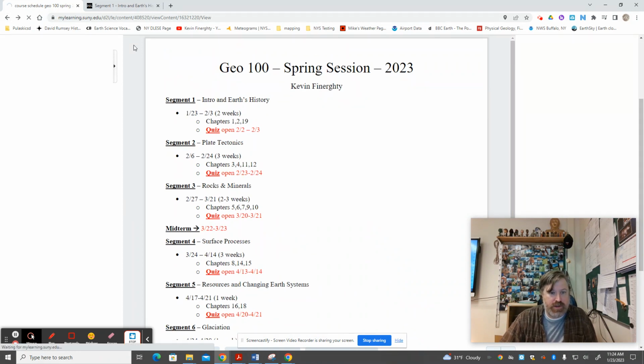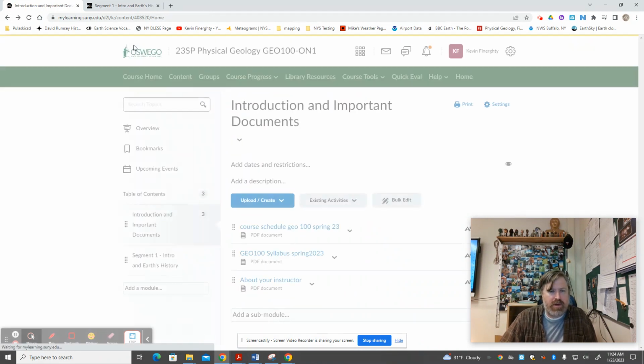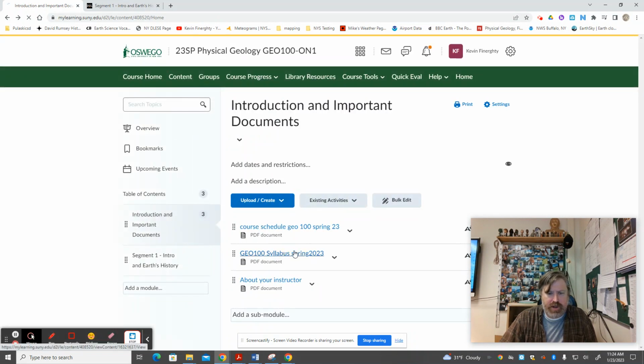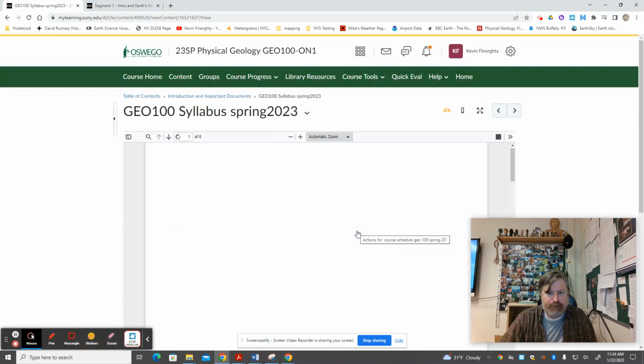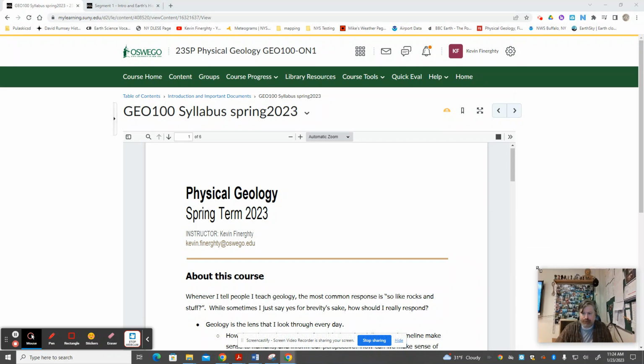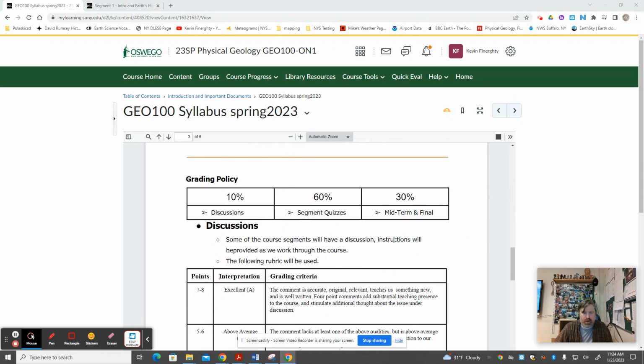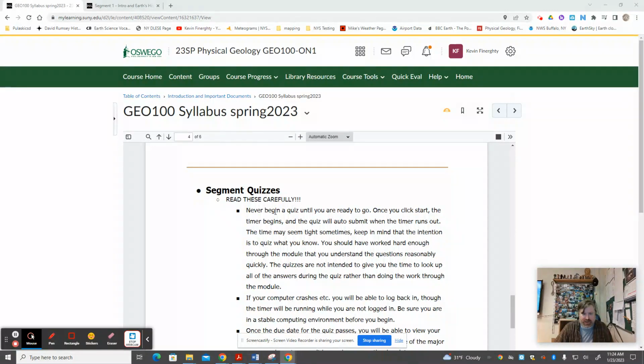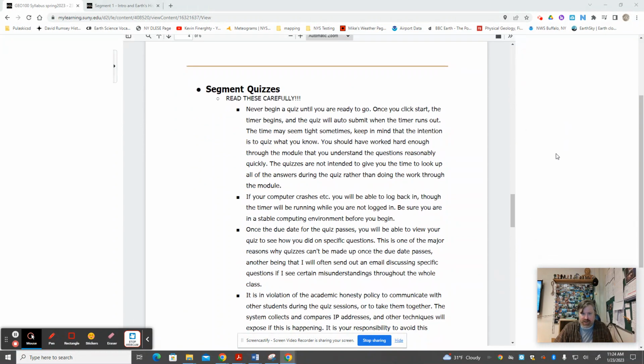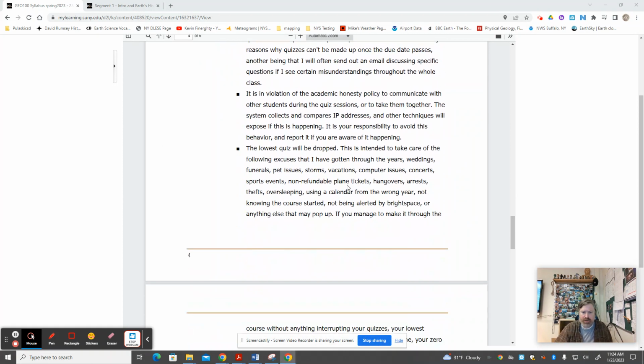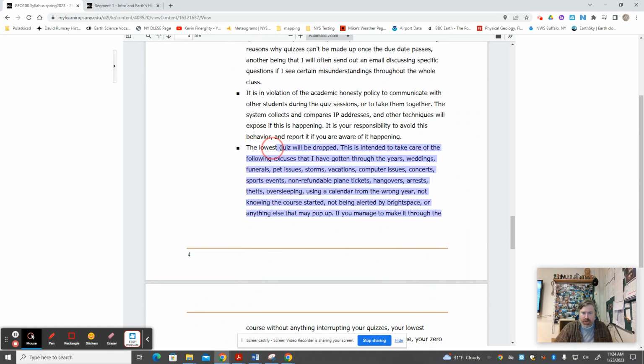Now let's talk about quizzes by going back to the syllabus right here. I'll come back to this stuff, but let's go to this section of the segment quizzes. Read it carefully, please. This is going to be like the rules we have for doing these things. And in particular, this one, the lowest quiz will be dropped. So this is intended to take care of all of the things that could possibly go wrong.